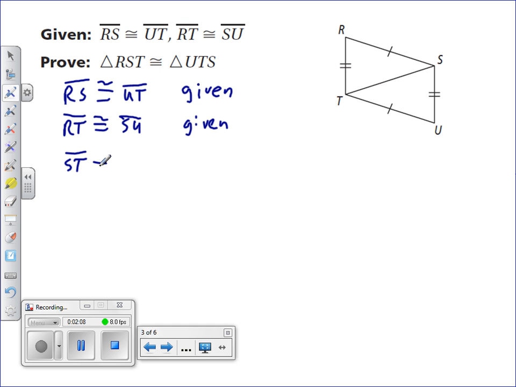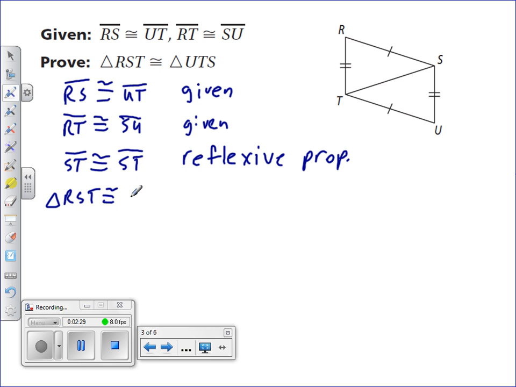Excellent. ST is congruent to ST. See, it's shared. Anytime you have a shared line, you want to use this reflexive property. And then Casey, you might as well finish this off. Very good. That's it. That's the whole entire thing. We showed three sides are congruent, so the triangles are congruent by side, side, side property.